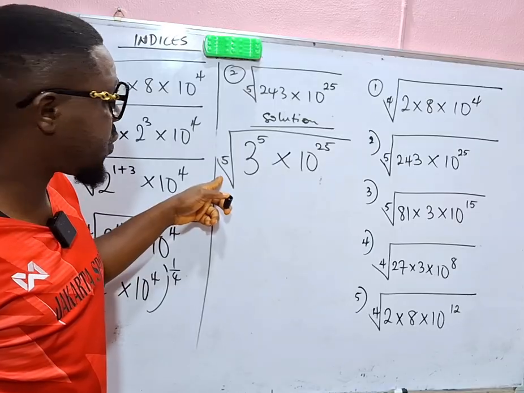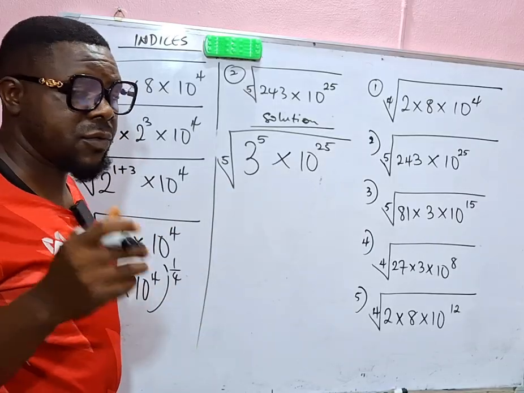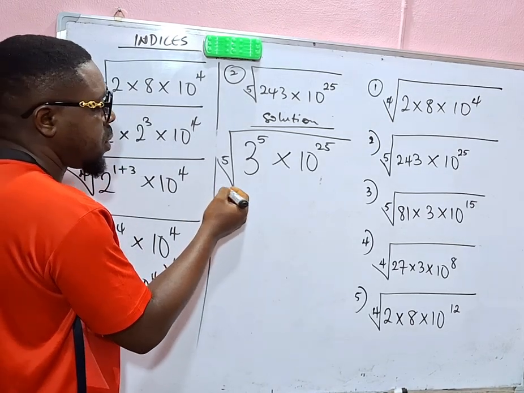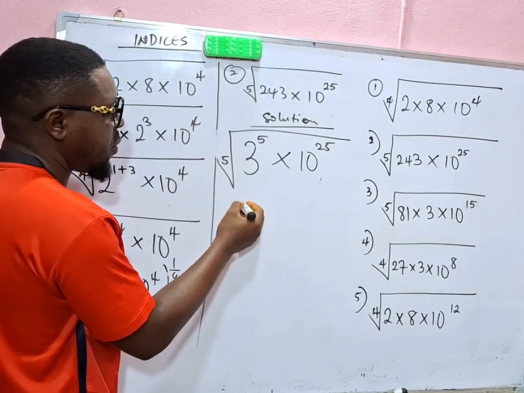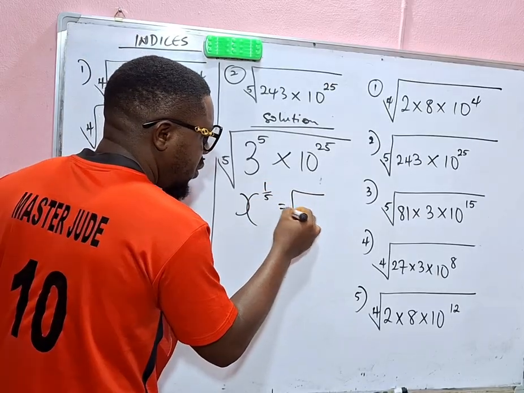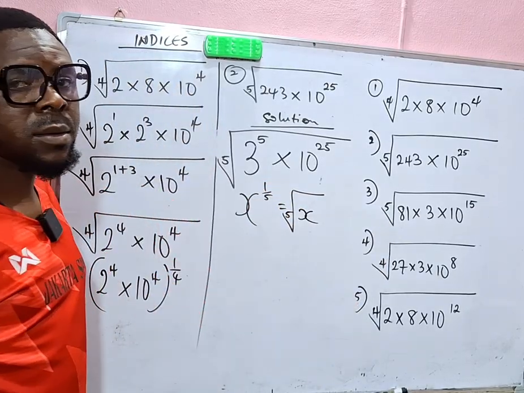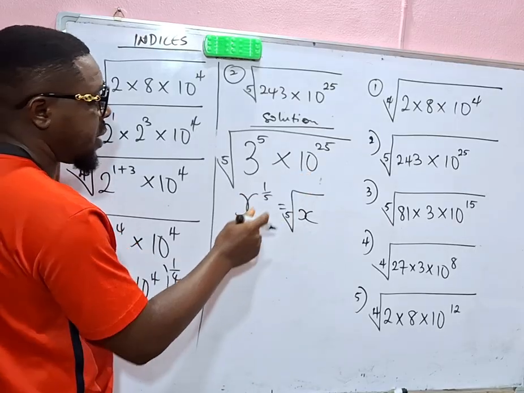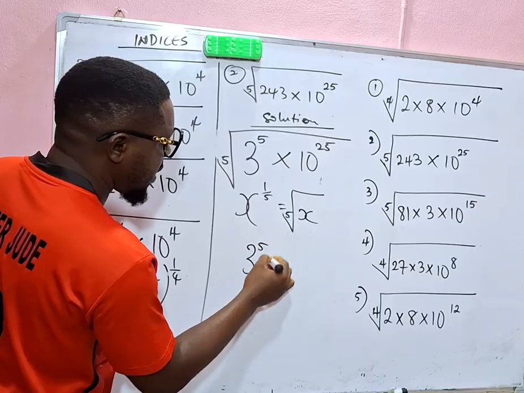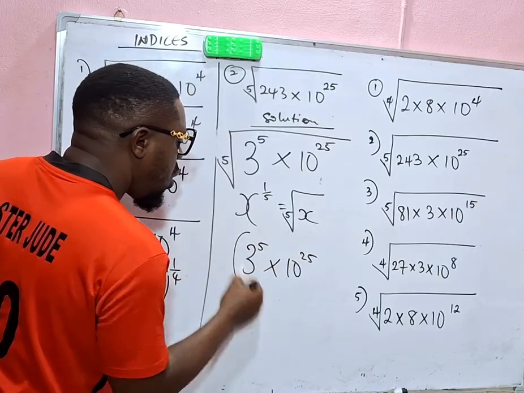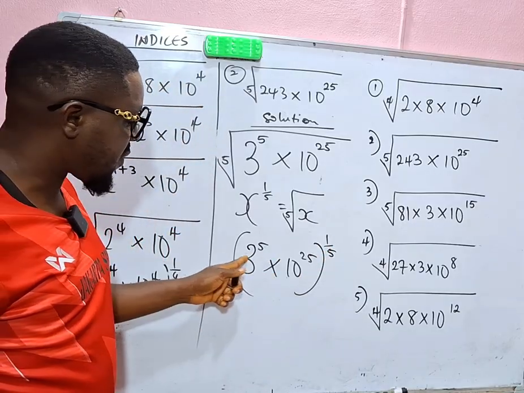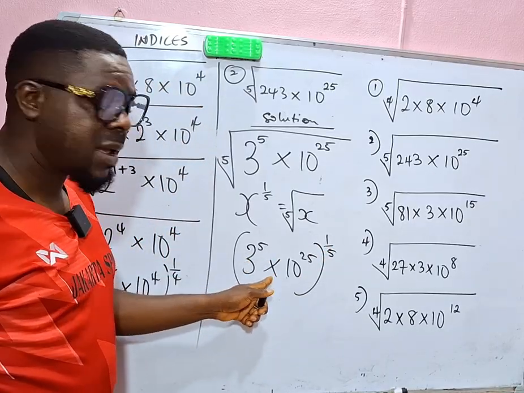Take note, this is the 5th root. Now, what will I do now? From that law, we know that x to the power of 1 over 5 is same as 5th root of x. That is what I'm going to apply here. Now, this will be 3 to the power of 5 times 10 to the power of 25, all raised to the power of 1 over 5.